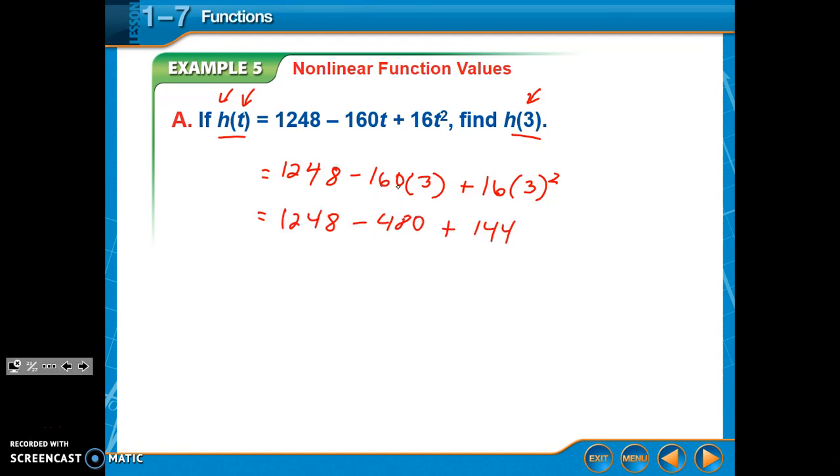So I do 3 times 160 and I get 480. And I do 3 squared, which is 9, times 16, and I get 144. The last thing I want to do is add all of these up. So I'm going to do 1248 minus 480 plus 144, and I should get 912. So this one is equal to 912.